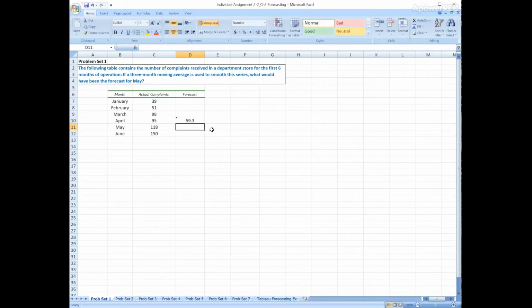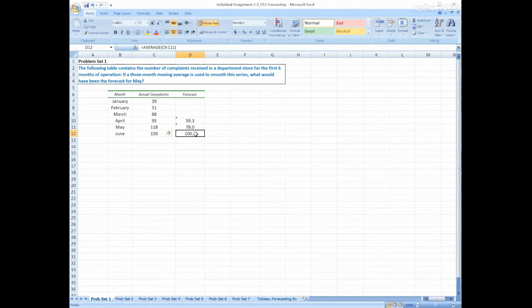So you will get an April forecast of 59.3. You can use the average function in Excel, shown here, in order to forecast the number of complaints in May. You can just drag it down to June. The May forecast will be based on the actual complaints in February through April. We will get a forecast for May of 78.